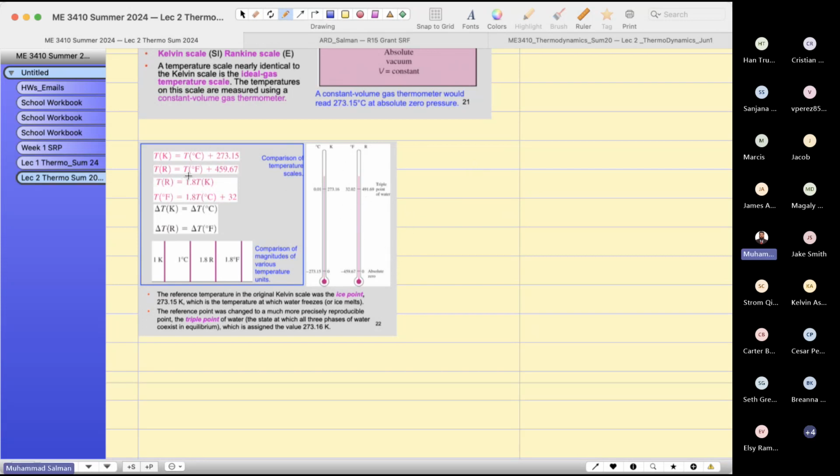Now, if you want to go from Celsius to Kelvin, you have to add 273. If you go from Fahrenheit to Rankine, we have to add about 459.67. If we want to convert from Rankine to Kelvin, we divide by 1.8. And if you want to go from Celsius to Fahrenheit, we multiply by 1.8 and add 32.